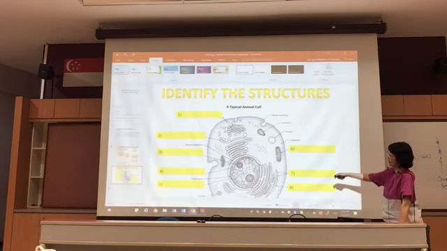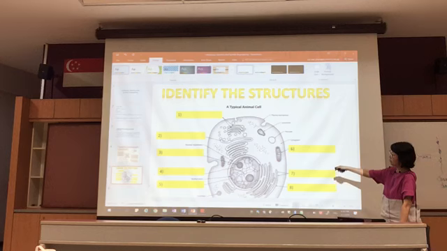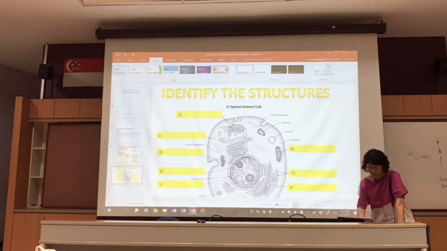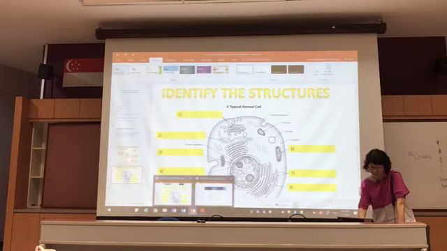Okay, so once it leaves the nucleus, it will go into the cytoplasm to where the ribosomes are, either the free-floating ribosomes or those that are attached to the endoplasmic reticulum. And at these places, the protein is being made. Okay, so how is it done?